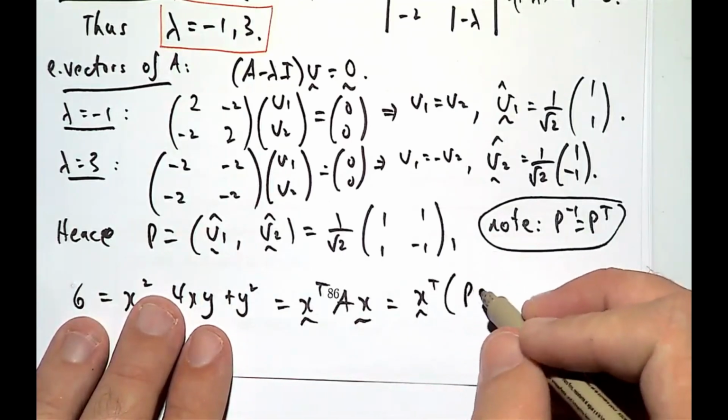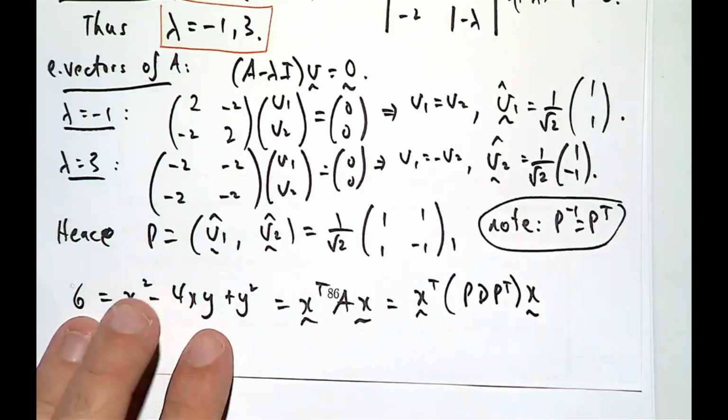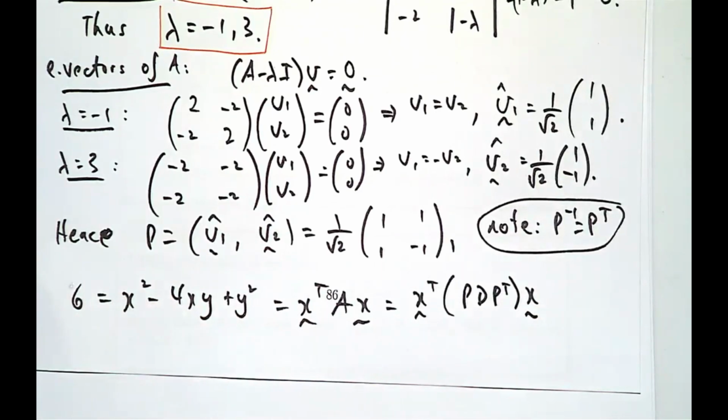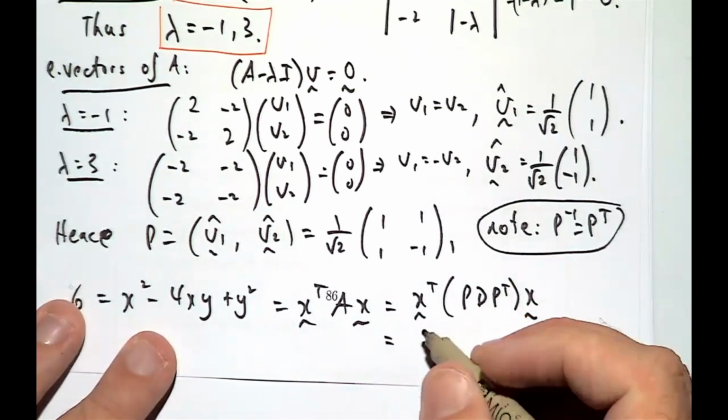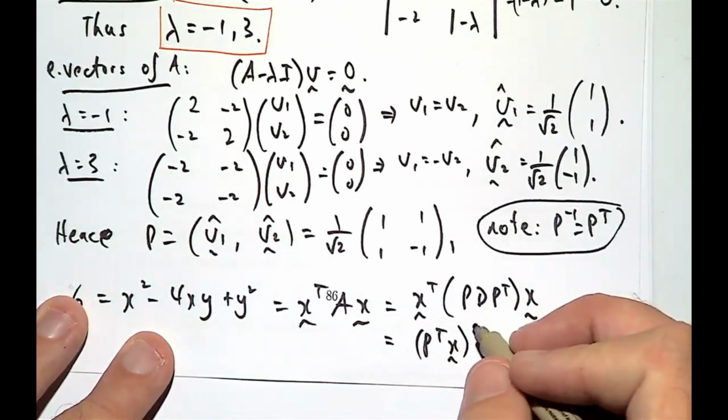Now you don't have to do all this working, but I'm going to just put it in for completeness. Okay? So basically, because P diagonalizes A and P transpose and P inverse are the same, I can replace A with that mess. Now I'm going to tease it out a little bit. Okay? I'm going to use the properties of the transpose. And you'll see what happens.